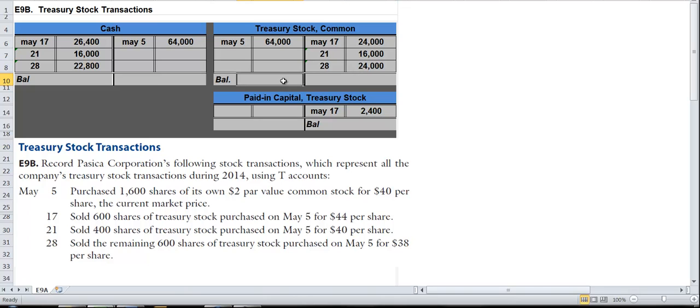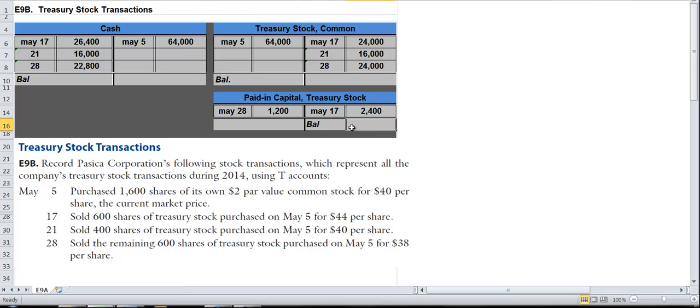Because you're never going to have a negative balance in your treasury stock account, because every transaction is based on your cost of $40, regardless of what you sold it for. So I have a discrepancy here, right? $22,800 and then $24,000 here. So what's going to happen then is on May 28th, since I sold them at a loss, I'm going to debit my paid-in capital account for the difference. So my difference is $2 per share, the difference between the $40 I bought them for and the $38 I'm selling them for, times the 600, so it's going to be $1,200.